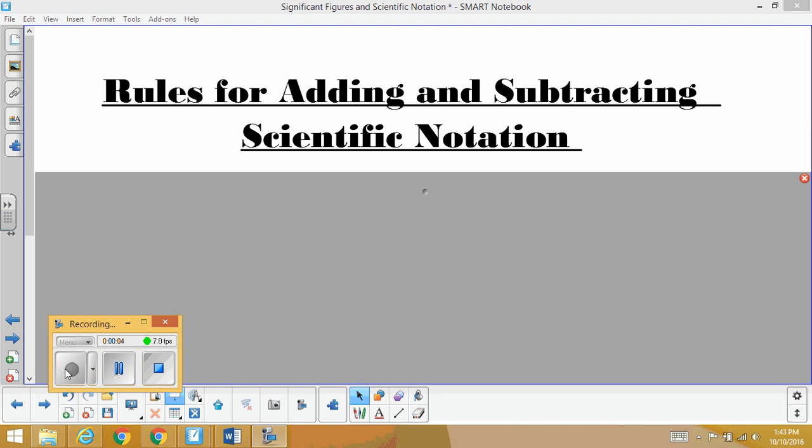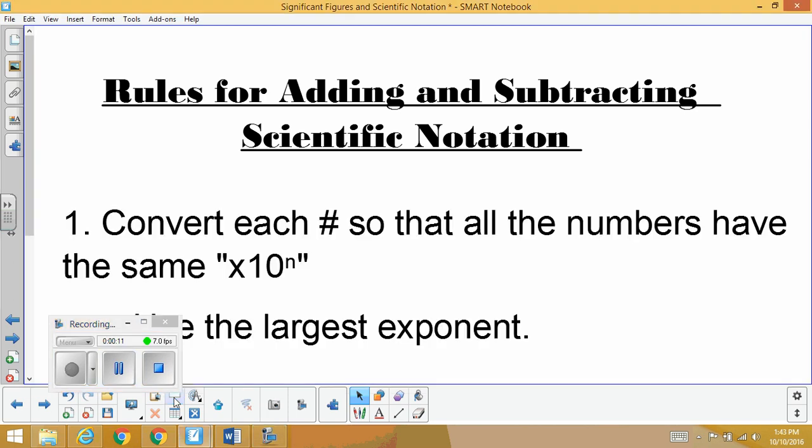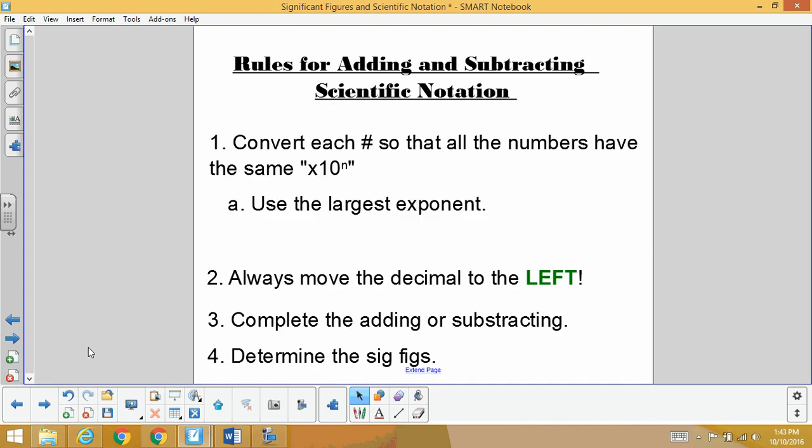Welcome to Rules for Adding and Subtracting Numbers that are in Scientific Notation. First, before we begin, please take out your notes and copy these rules down. There are 4 of them. Thank you for taking down these rules. We'll read them right now.